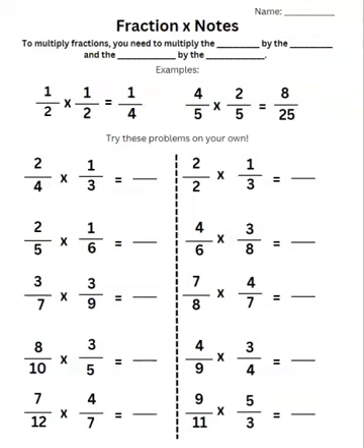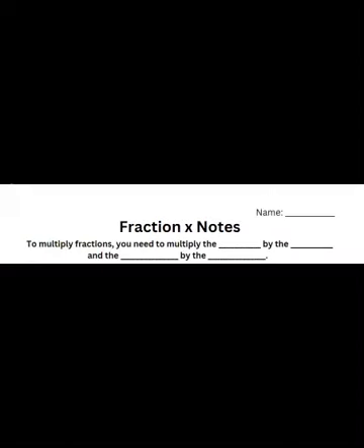Hello. This video is going over how to multiply fractions. To multiply fractions, you need to multiply the numerator by the numerator of the other fraction and the denominator by the denominator of the other fraction. Since those words are kind of big and hard to write, we are instead going to say you're going to multiply the top by the other top number and the bottom number by the other bottom number.